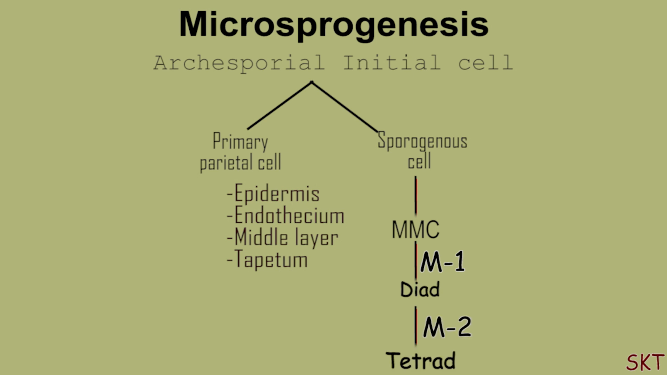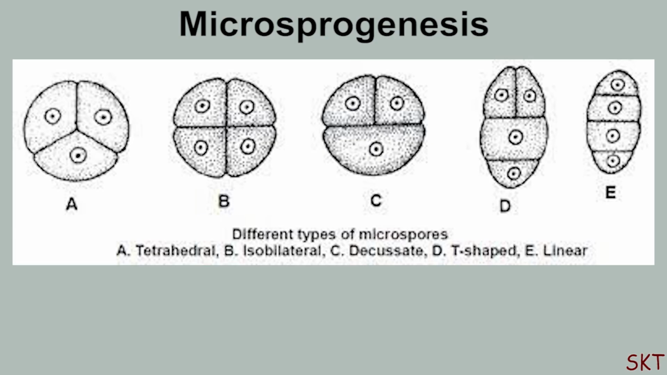Based on tetrad cell arrangement, it is further classified into 5 types: tetrahedral, isobilateral, decussate, T-shaped, and linear. This haploid tetrad is nothing but immature pollen grains. Each tetrad separates out and forms 4 pollen grains. Each haploid cell gives rise to a single pollen grain. So that's all about the pollen grain development or microsporogenesis.